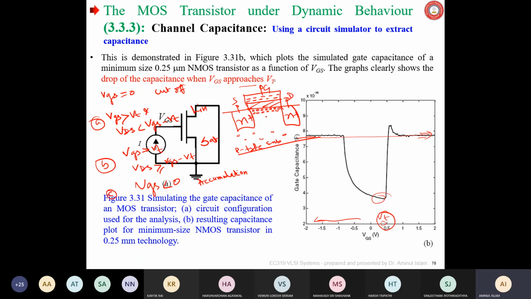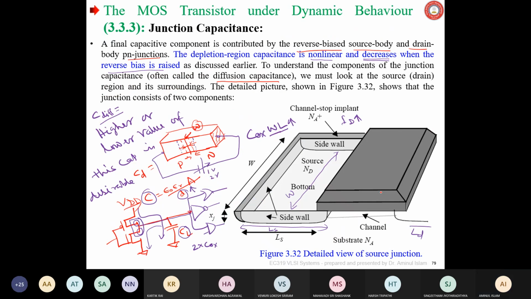Because you have reverse biased junctions here, even though it is unbiased, you can say this side is reverse biased, so no drain current. The accumulation region will be on the negative side of VGS, where the gate to body capacitance will be high. Afterwards, when you increase the gate voltage on the positive side, it gradually decreases and is minimum at VGS equals VT.